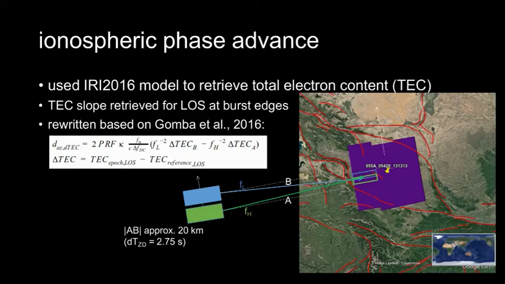The ionosphere contributes more significantly. We have used the International Reference Ionosphere 2016 model to retrieve total electron content in between ground and the satellite at its position during observing burst edges. From the TEC values, we have calculated the azimuth shift.